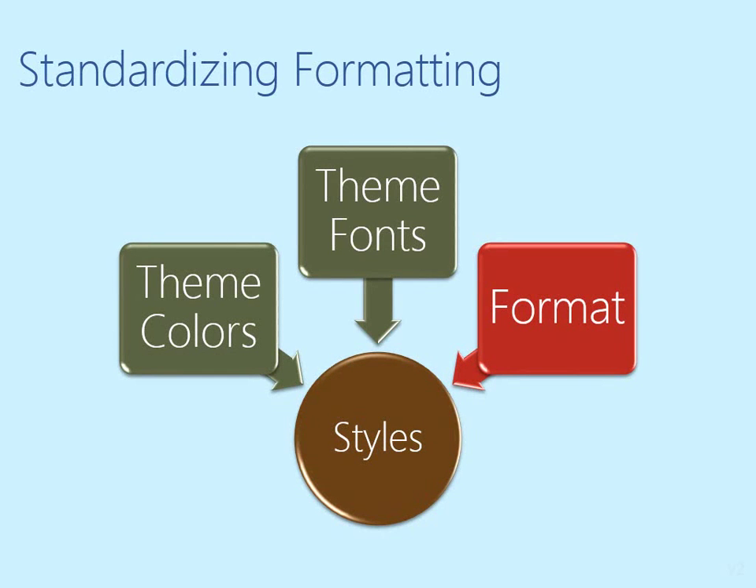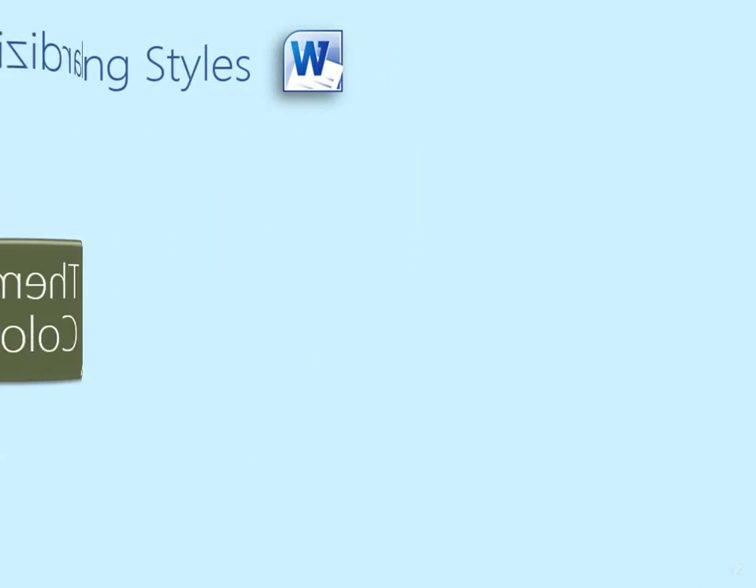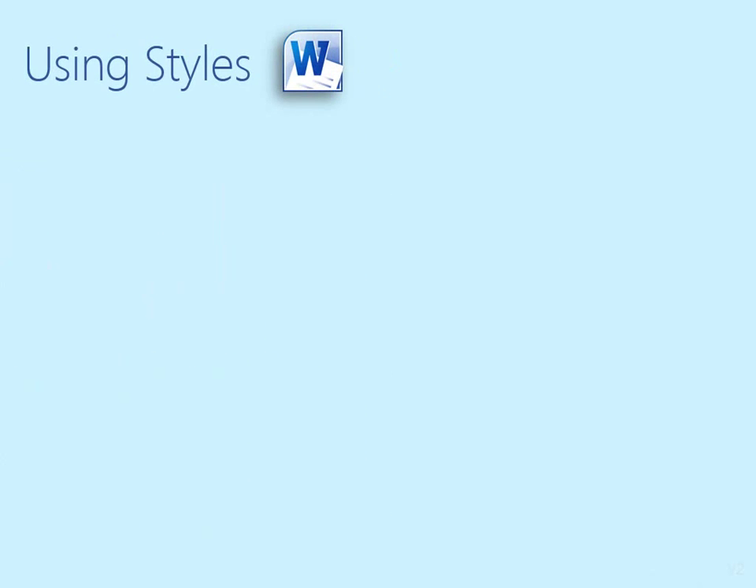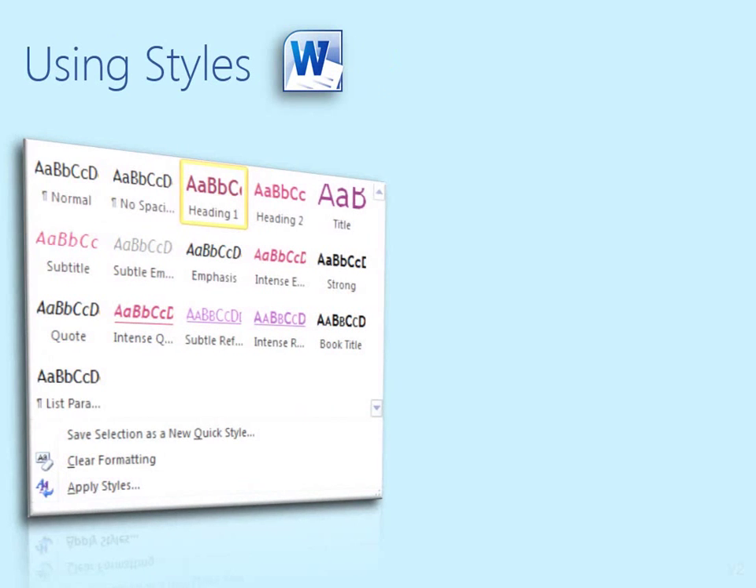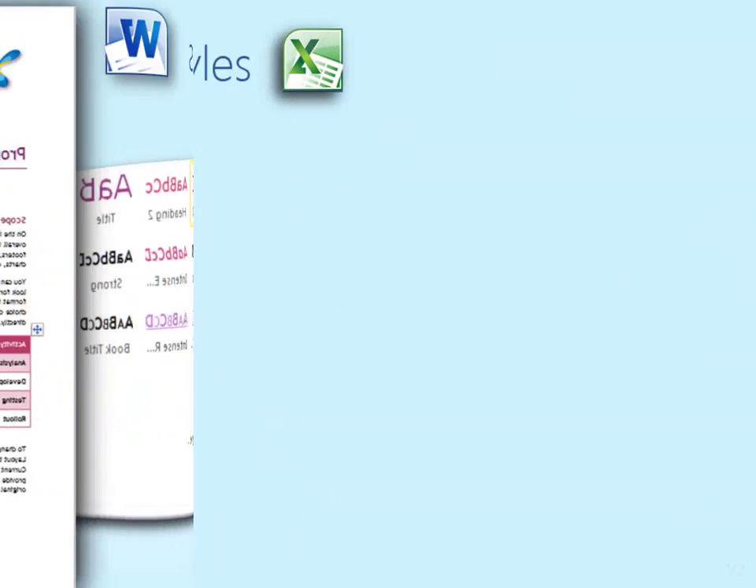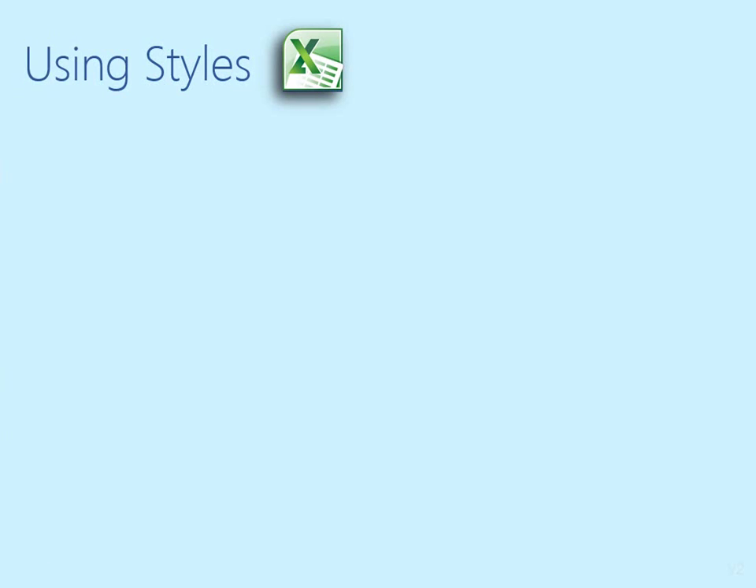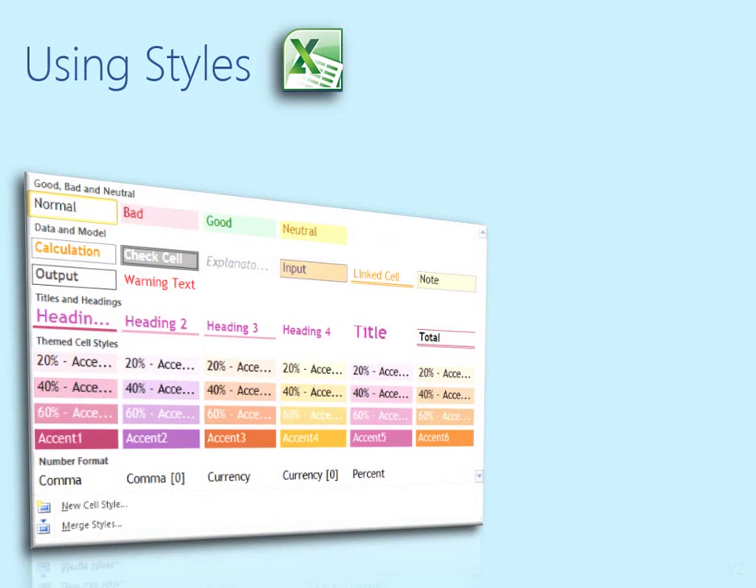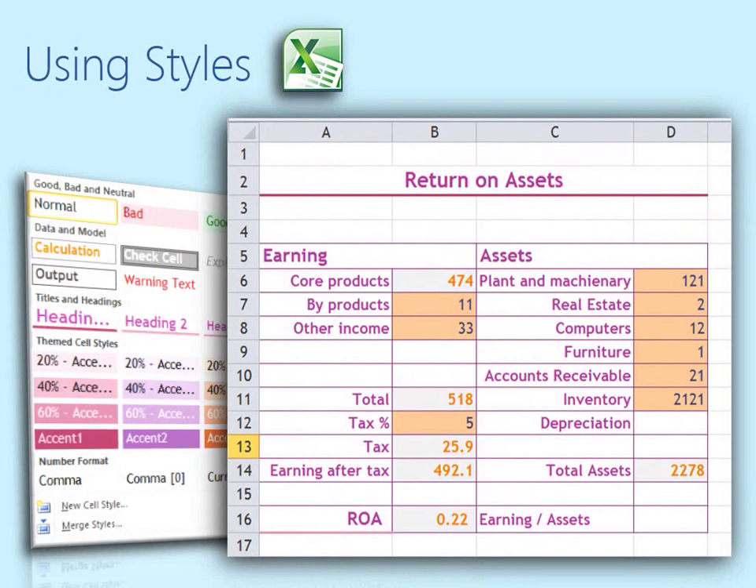If you combine theme colors and fonts, and apply a little bit more formatting, you can create styles. In fact, Word and Excel provide you with a built-in set of styles. In Word, main topics and subtopics should be applied heading styles. In Excel, you can use styles for identifying normal or abnormal values, calculations or data entry cells, and so on.